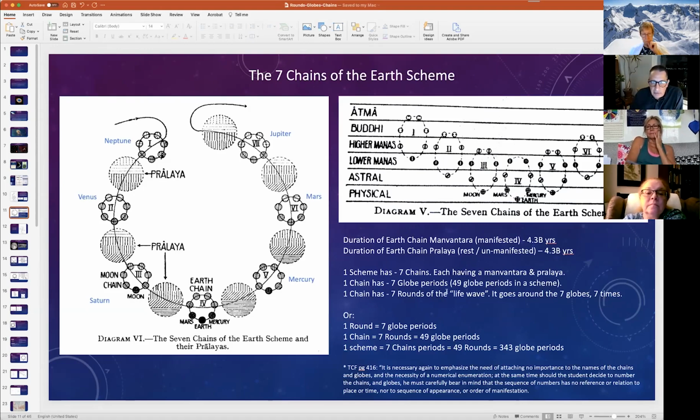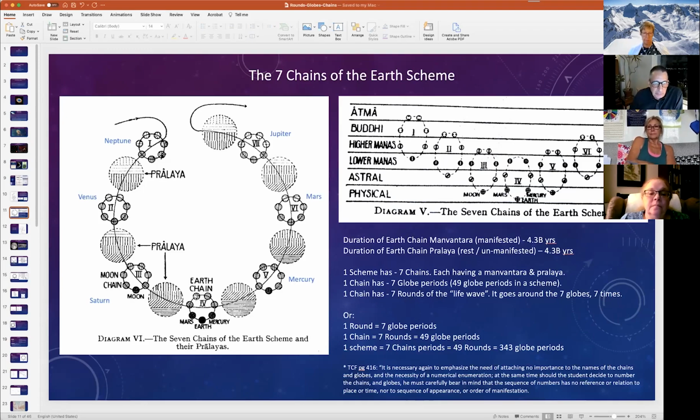A chain has seven rounds of the life wave. So all the seven kingdoms will go all around, and you'll see that in a minute. Then they get into this type of stuff that one round has seven globes. These are the seven globes. One chain has seven rounds. The life wave goes around these seven globes seven times.